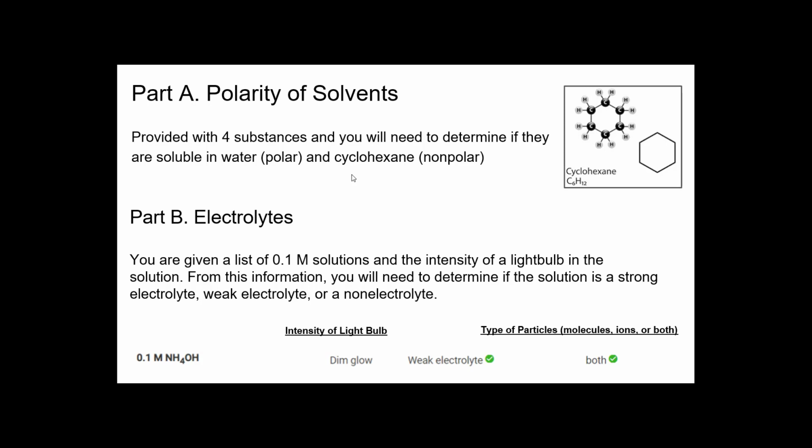All right, so now let's get down to the parts of the lab. First part is polarity. You're provided with 4 substances, and you will need to determine if they're soluble or insoluble. So here's the thing. They tell you whether it's soluble or not soluble. And then you'll have to figure out if they're polar or not. So that's pretty easy because we've already gone over it.